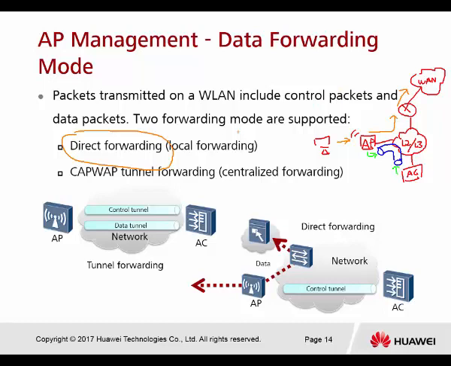Just take note. And the next one, if right now I select CAPWAP tunnel forwarding, same, the user data will first be delivered to the AP. But because right now I'm doing the tunnel mode, the tunnel packet has to enter the tunnel first and then go back to the controller. Then the controller, based on the routing table, forwards your data to the gateway. So they have two different configurations. You have to understand your network topology design, and when you are going to use direct forwarding and when you are going to use the CAPWAP tunnel forwarding mode. So that's the difference here.